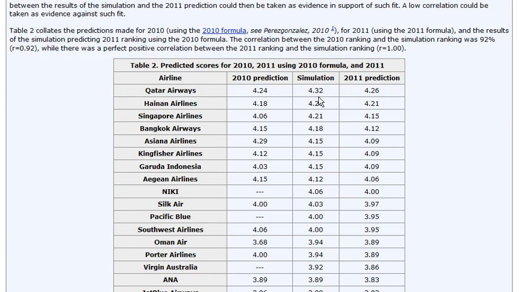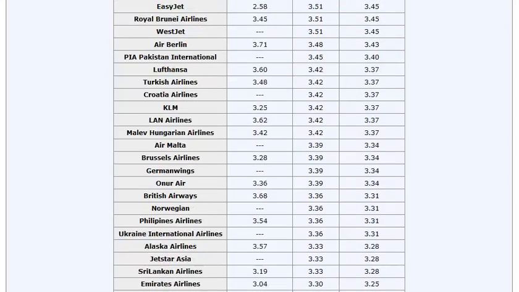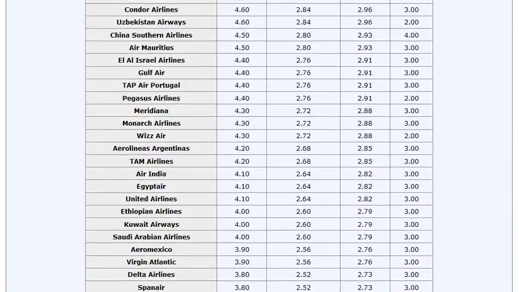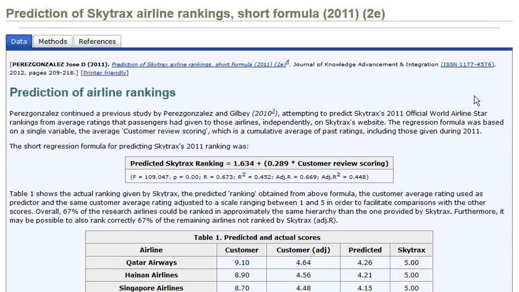And actually a good correlation between those two variables will suggest that we could predict the future, in this case 2011, from the past, the formula of 2010. And the correlation between those two variables is actually a perfect correlation. So indeed it seems that it's possible to predict, at least in the short term, the future ranking of Skytrax airlines. Again, this is the second study in the series, and maybe we have to wait for further studies to conclude such a correlation, and that's something to do in the future.